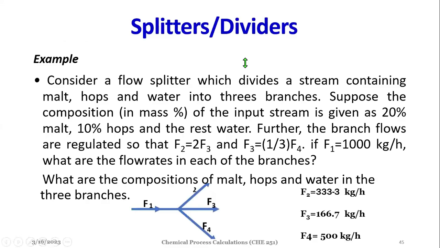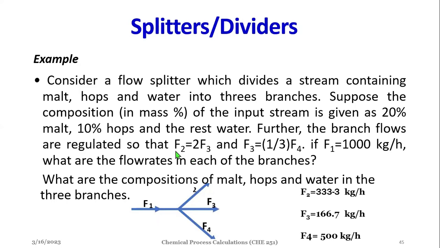So what we are saying is that if we have a splitter, we have maybe one stream, and then we can branch it into a number of streams. But the idea is that the flow rate of all the branches, if we add them, should give us the flow rate of the main stream, the feed. Okay. Now, we know the flow rate of the feed to be 1000 kilograms per hour.